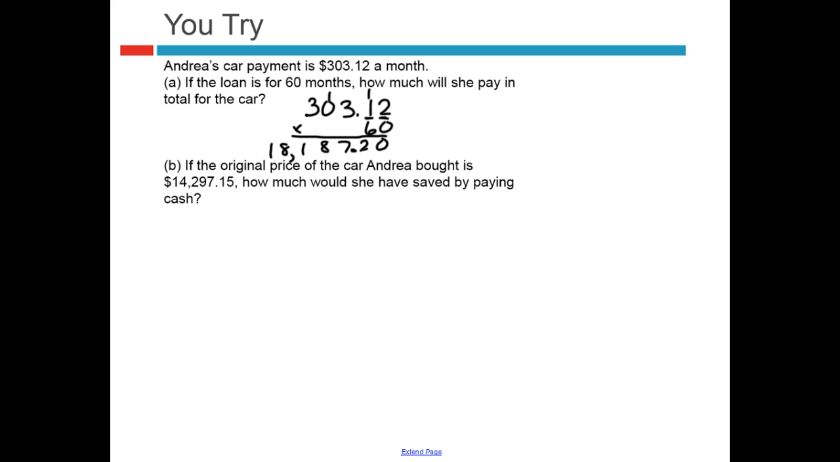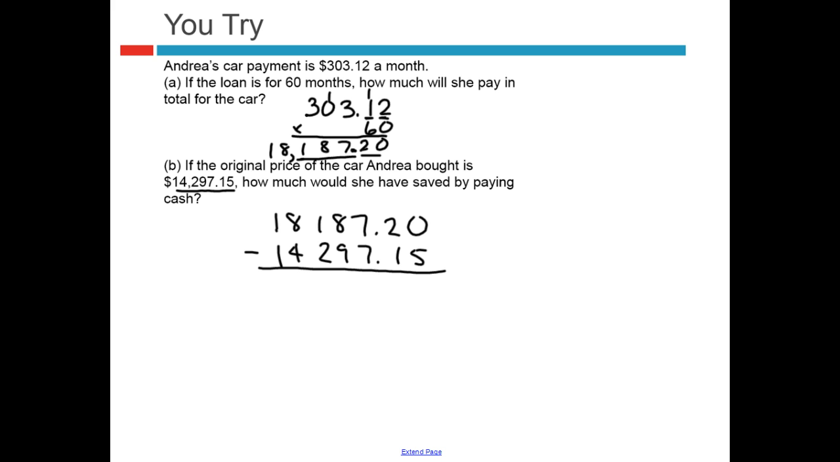So now the second question you had was, if the original price of the car Andrea bought is $14,297.15, how much would she save if she paid by cash? Well, what we can do is we can subtract the $14,297.15 from the amount that she paid on the loan. So we can take that $18,187.20 and subtract $14,297.15. So doing that subtraction will help us solve this problem.